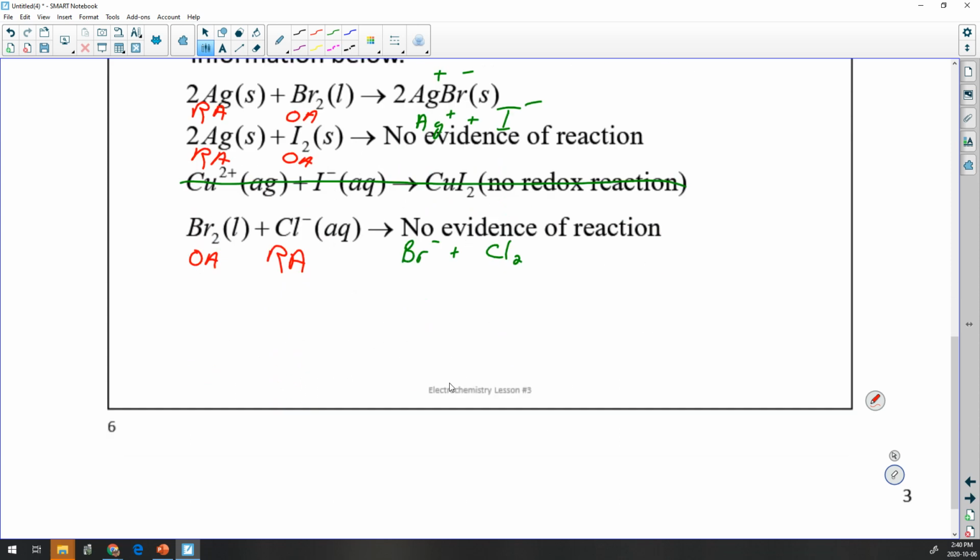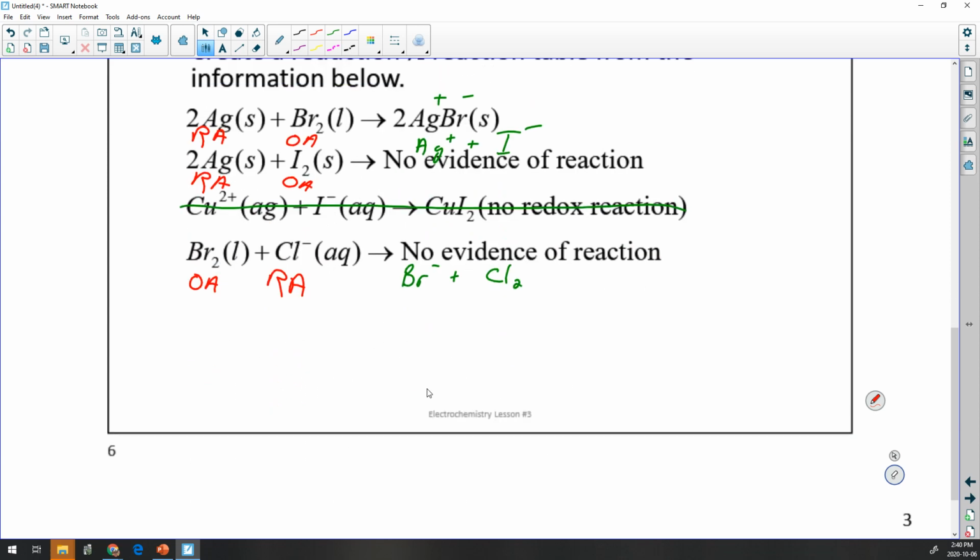Now, just to do it on here, I'm just going to start. I've got a table. I'm going to say OA on the left-hand side, RA on the right-hand side. So here's my silver. Notice I don't start right next to the top. So where am I going to put my bromine? On the line above it or on the line below it? Yes, above, because we have a spontaneous reaction.